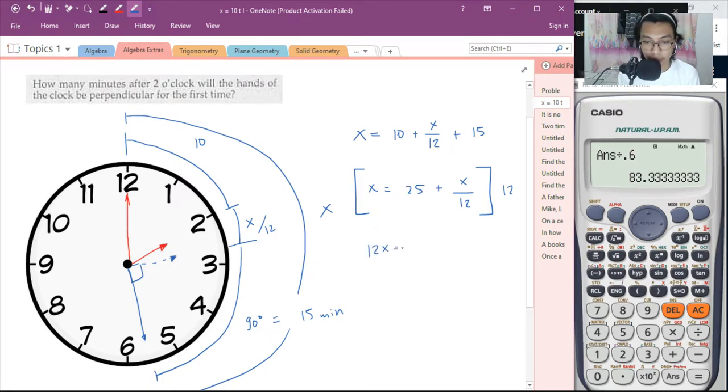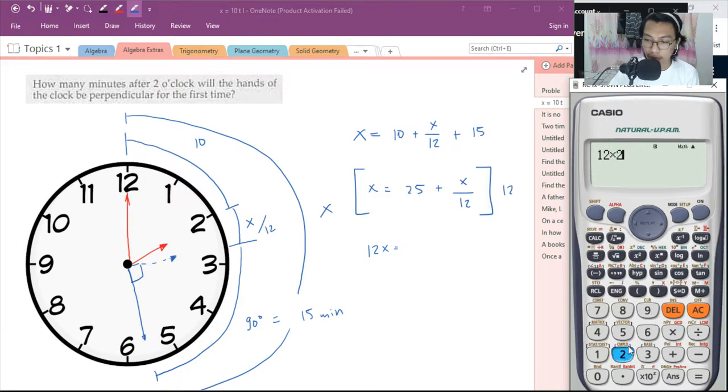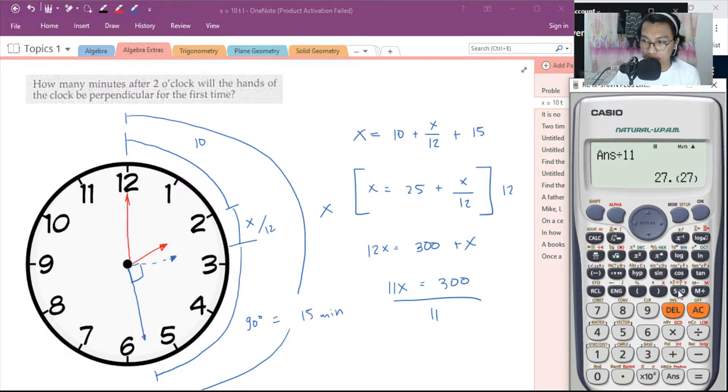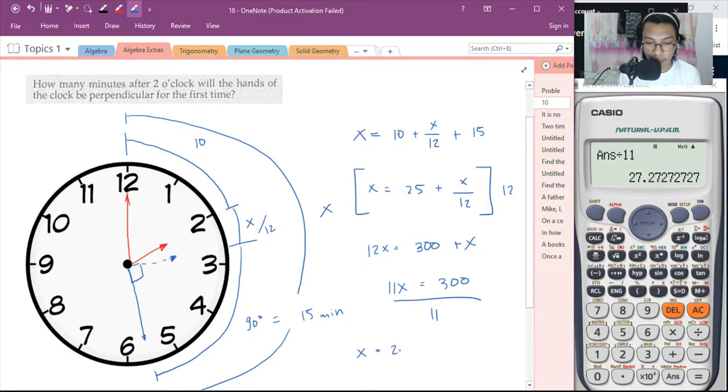So 12x equal to 12 times 25. I think that is 300. Tingnan natin, tama. Tama, 300. Plus x. Now, pagsamahin natin, 11x, kasi mamaminus nito, equal to 300. Divide by 11. 300 divided by 11, 27. Okay. At exactly, 27.27 minutes. Dyan daw magiging perpendicular ang hour hand mo to the minute hand for the first time.